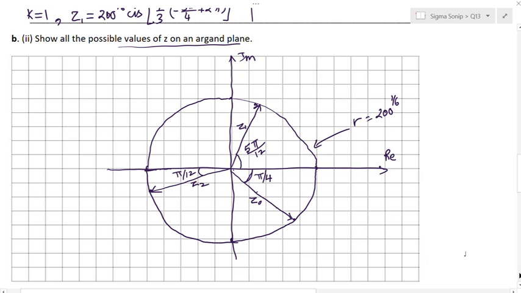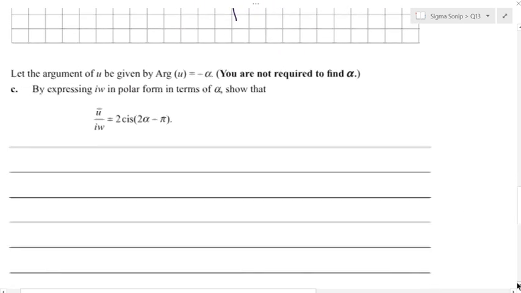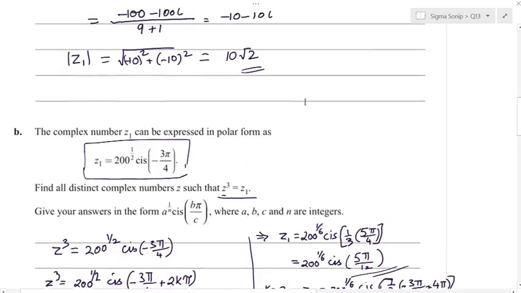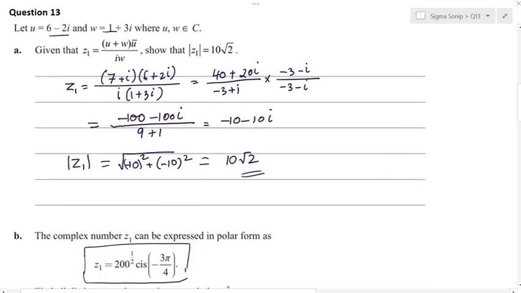Move on to question number 4. By expressing u, let the argument of u be given by arg u equals minus alpha. So we don't need to find alpha. Now we need the values of u and w, so I'll just write these values of u and w for our reference here. We'll need to go back and see u is equal to 6 minus 2i and w is 1 plus 3i.